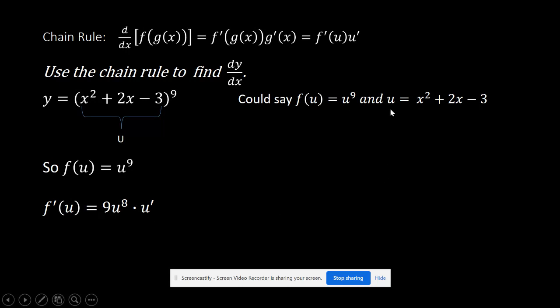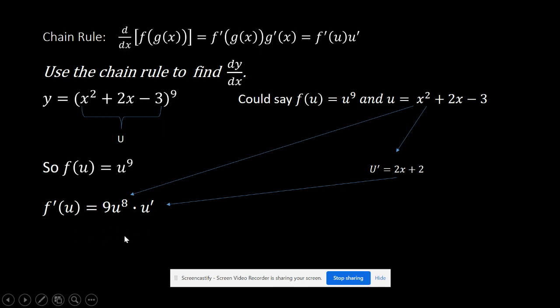So what we're going to do is, the reason I wrote this is so underneath it, I can take its derivative. Now think about, well, what is the derivative of u? It's u prime. What's the derivative of that? 2x plus 2. So now I can take this u, which is right here, and I can throw it in right there. And I can take this u prime, and I can throw it in right there.